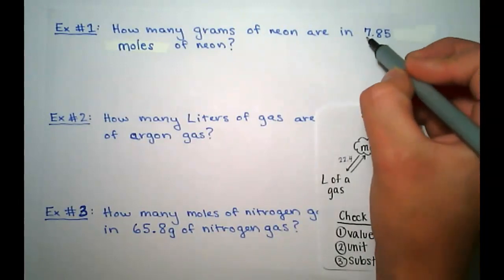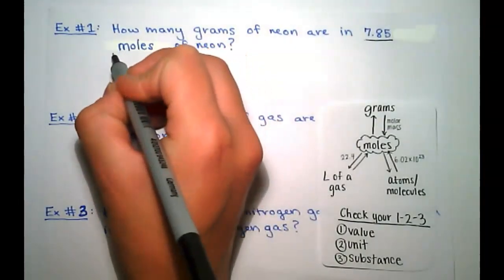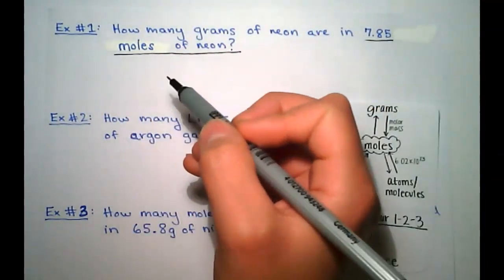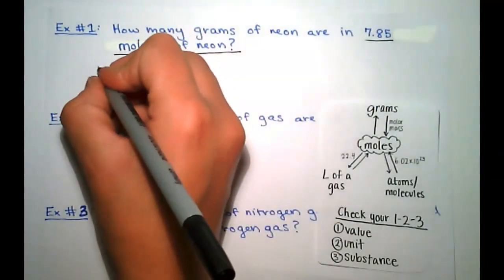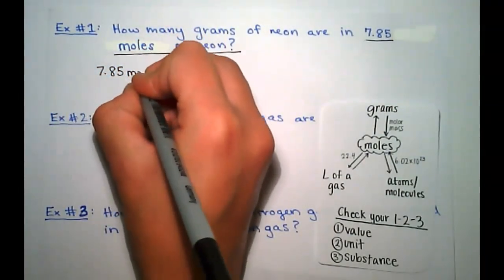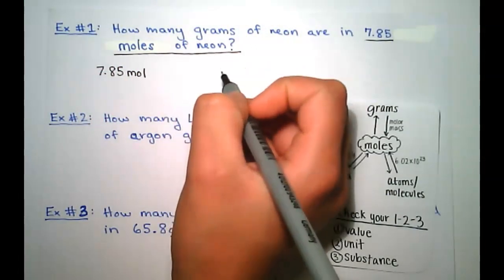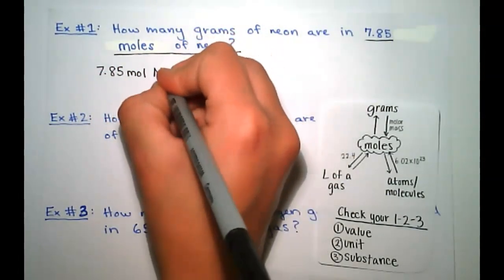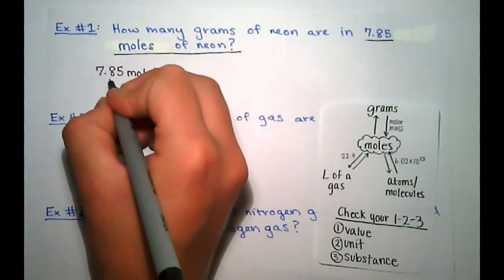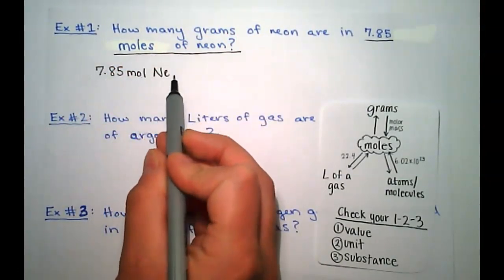So I'm going to underline it. I have 7.85 moles of neon. And I don't want to write this whole thing out, so I'm going to abbreviate that. I'm going to put 7.85 moles, the abbreviation MOL, and then neon's chemical symbol, NE. 7.85 moles of neon. So that's my given value, unit, and substance.